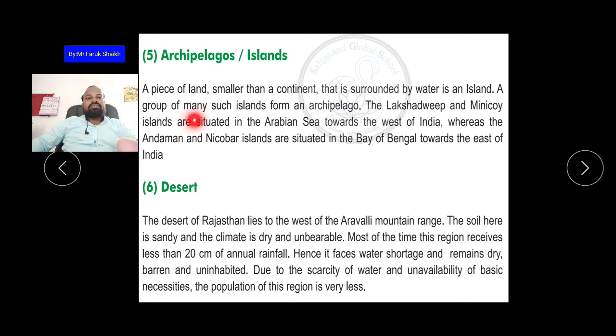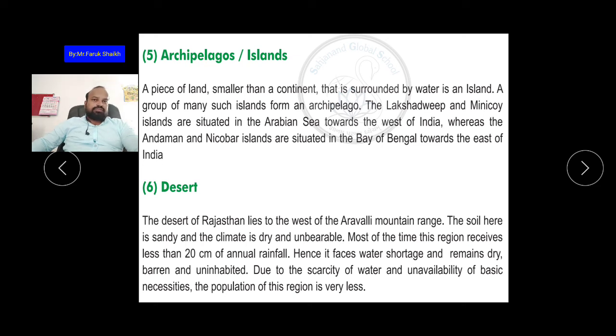A group of many such islands forms an archipelago. The Lakshadweep and the Minicoy Islands are situated in the Arabian Sea toward the west of India, whereas the Andaman and Nicobar Islands are situated in the Bay of Bengal toward the east of India. So in the east of India, in the Bay of Bengal, the Andaman and Nicobar Islands are situated, and in the west of India, in the Arabian Sea, are located the Lakshadweep and the Minicoy Islands.